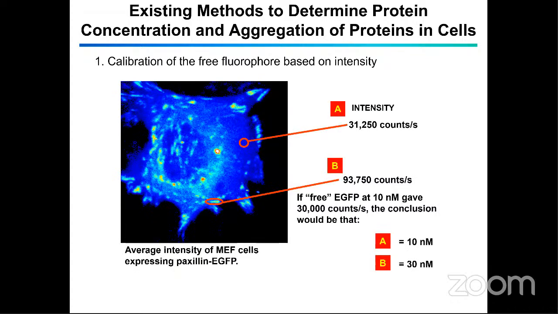One thing you can do, if asked what the concentration is in a particular region in the cell, is look at the intensity. For example, we are here in spot A and we get some average counts per second, let's say 30,000. Then we go to another spot with a much higher intensity, say 90,000. If we do a reference measurement with a solution of green fluorescent protein, where we know the concentration and the count rate it gives, we can infer the concentrations in those regions of the cell. So region A would have 10 nanomolar and region B would have 30 nanomolar. This accurately describes the number of molecules in those regions.